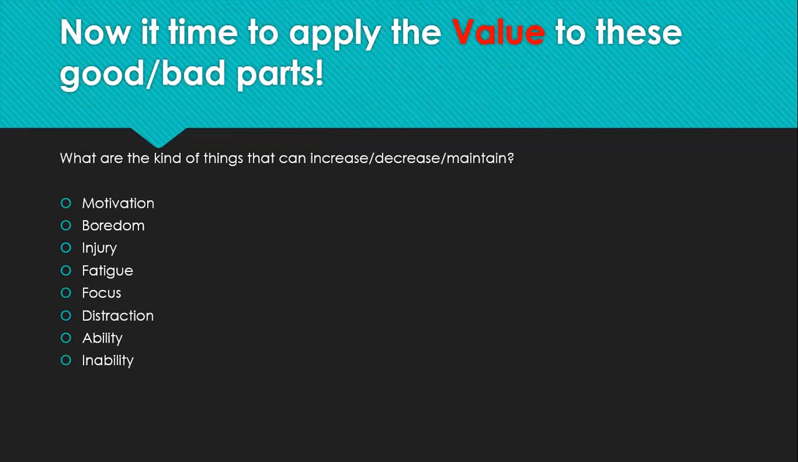Now we're going to try and attempt to fill in the middle column of our table. We're going to try and apply the value of these good or bad parts that you've identified. You're going to pause the video here and consider what kind of things increase, decrease or maintain as a result of the parts that you've identified as good or bad.